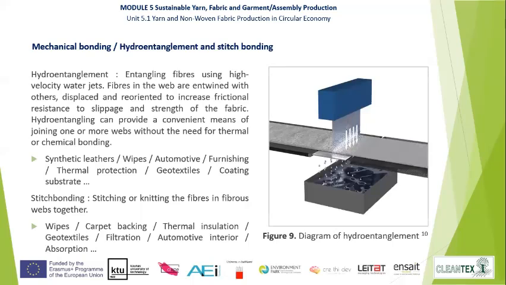The next mechanical bonding processes are hydroentanglement and stitch bonding. In hydroentanglement, high-velocity water jets entangle fibers in the web. They are displaced and reoriented to increase frictional resistance to slippage and strength of the fabric. The applications of hydroentanglement are synthetic leathers, wipes, thermal protection, geotextiles, coating substrates.